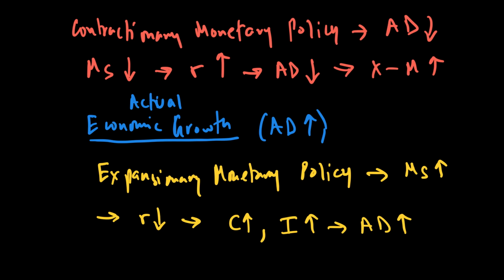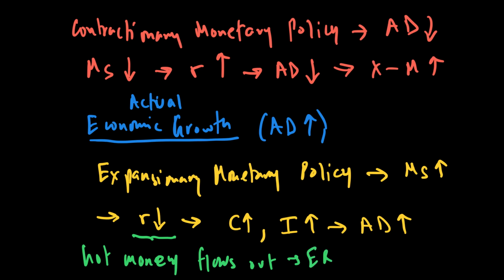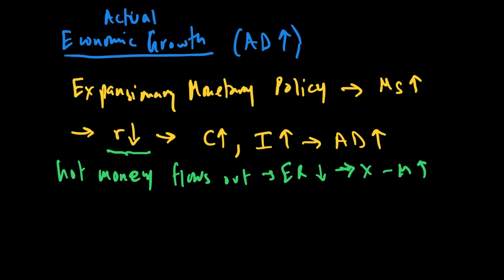Also, because interest rates are going down, we know that hot money flows out, causing exchange rate to fall, and therefore net exports to go up. When the exchange rate goes down, the reason why net exports go up is simply because exports become cheaper, imports become expensive, and therefore net exports go up, which again causes AD to go up.